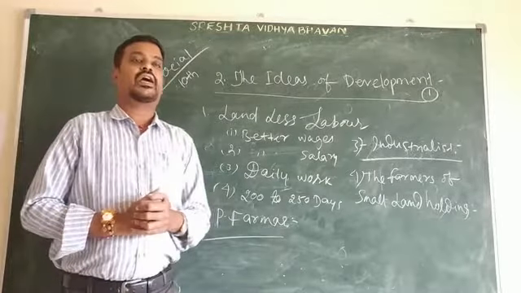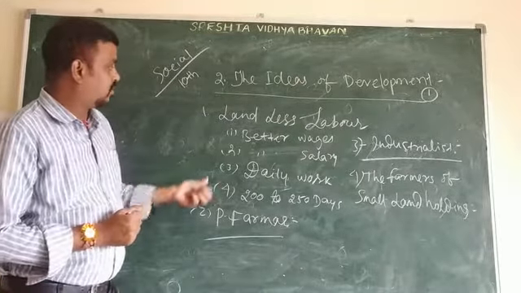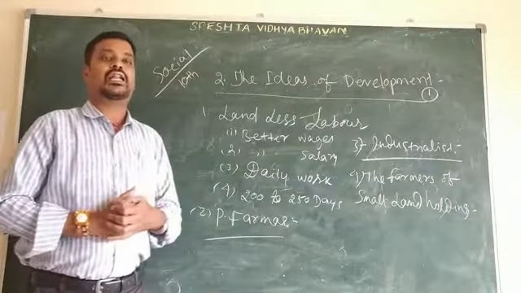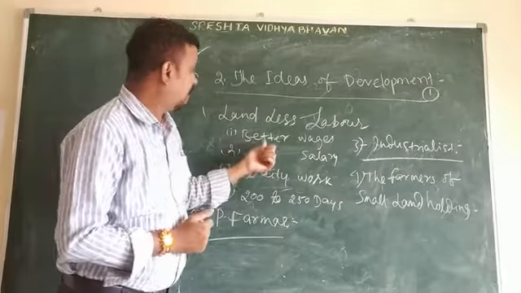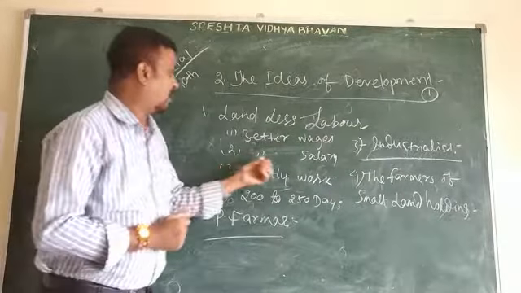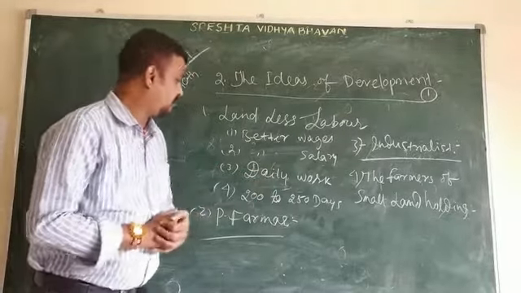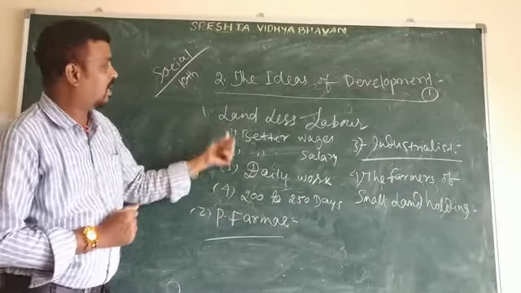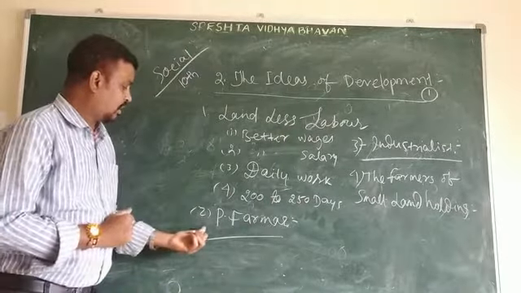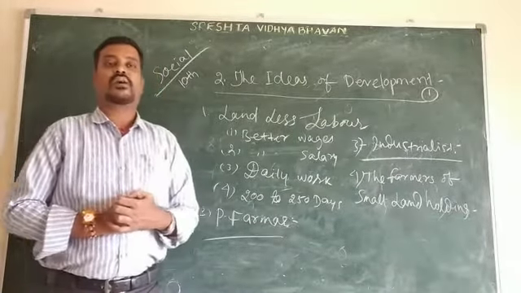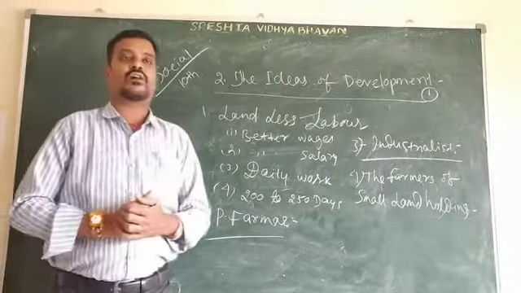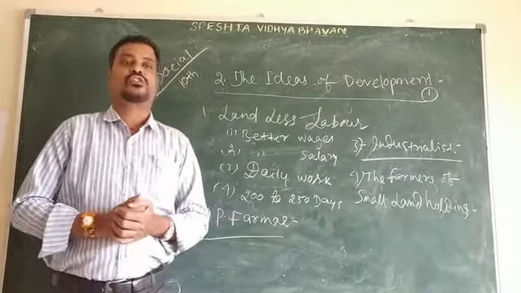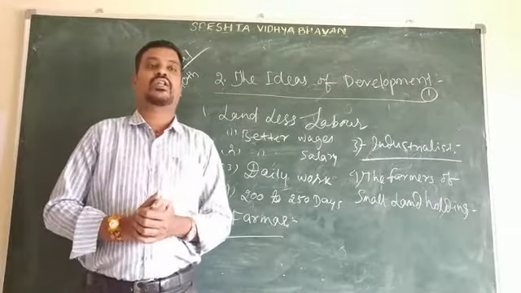Okay, so take the example of these people. First one is the landless laborer. He needs better wages, better salary, and daily work, that means 200 to 250 days. So this is the landless laborer. Next one is the prosperous farmer. The prosperous farmer expects his children to settle abroad. Here abroad means nothing but foreign countries.